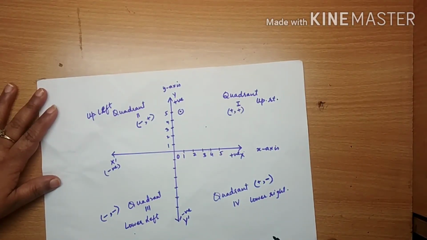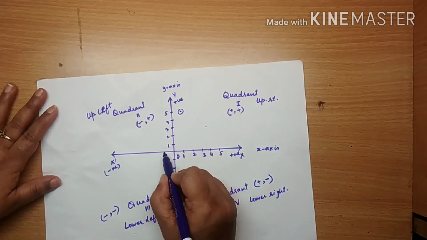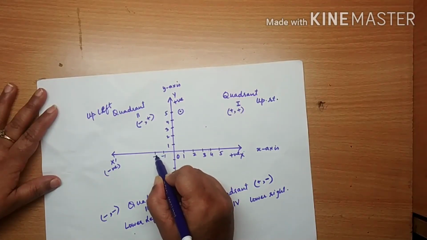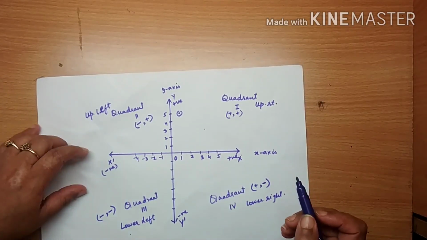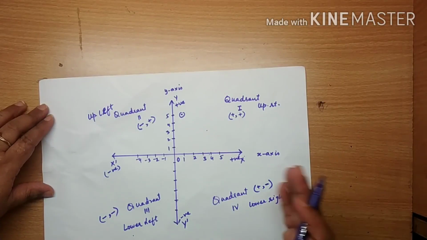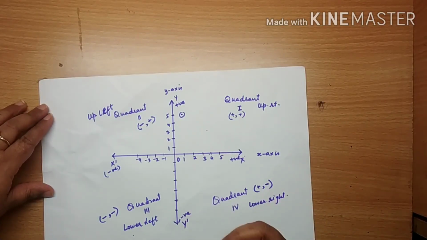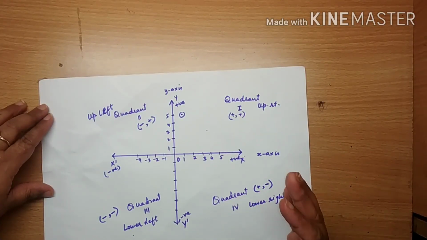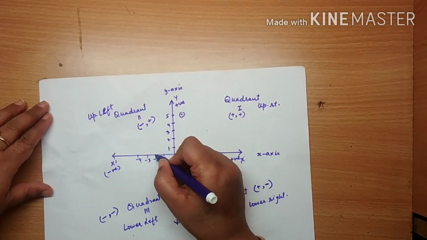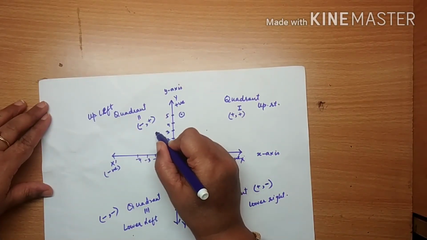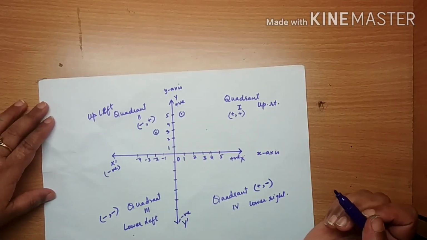Let's visualize another point. Suppose (-3, 4). If we visualize it, where does it lie? X is -3, negative, that means left side. Y is positive, that means upper. So we're talking about upper left, and upper left we have the second quadrant. Let's see (-2, 3). Yes, this point belongs to the second quadrant only.